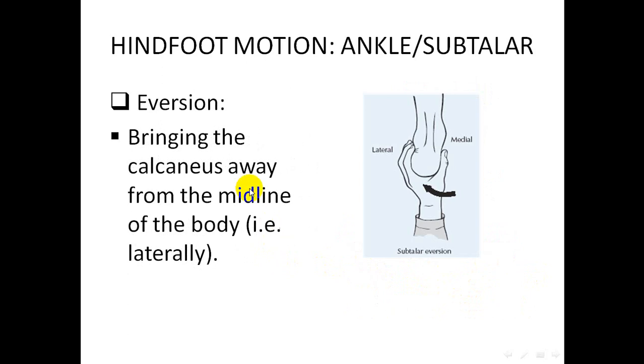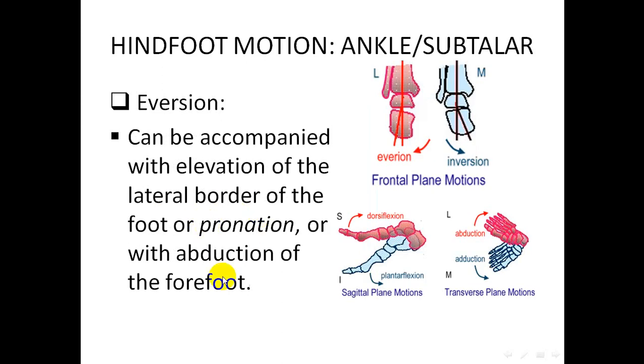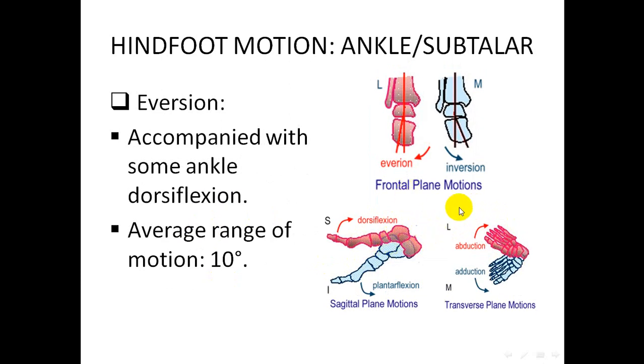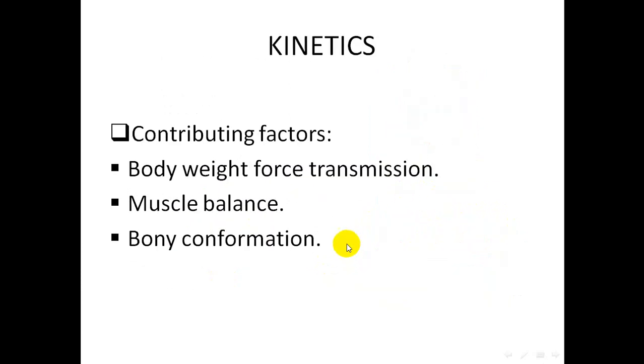On the contrary, eversion is not simply bringing the calcaneus away from the middle line of the body, that's to say laterally. Look to the red shade. It is also accompanied by elevation of the lateral border of the foot or pronation, and with abduction of the forefoot and ankle dorsiflexion. Its range is up to 10 degrees.